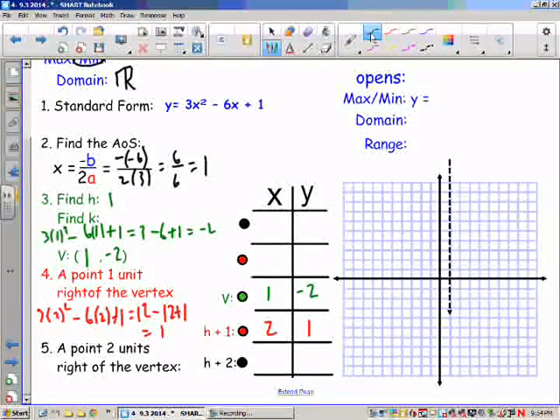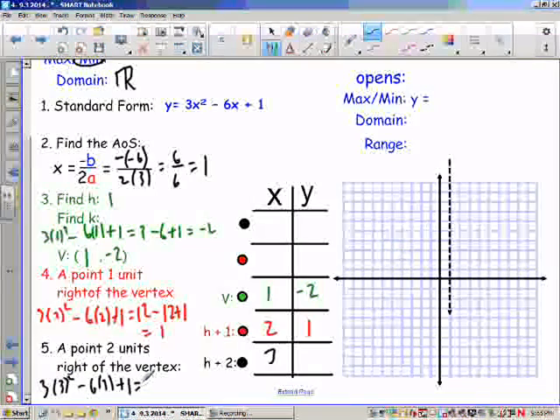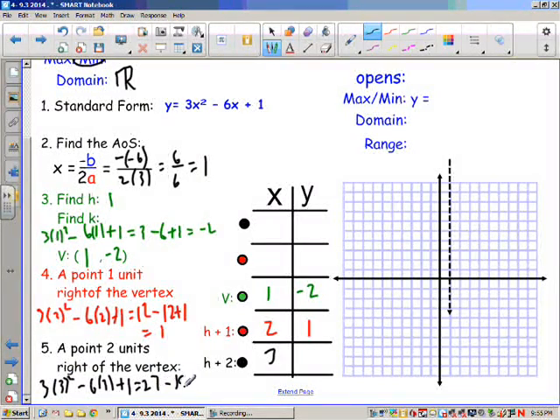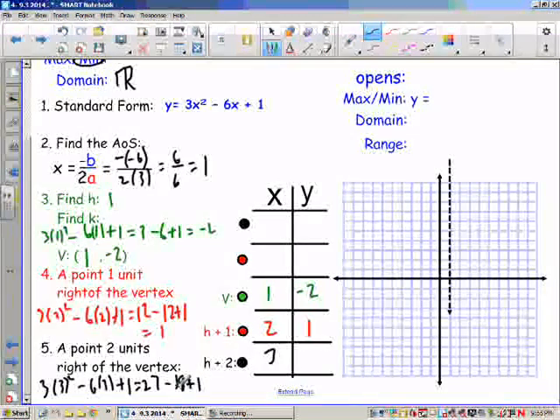2 points to the right. We add 2 to 1. We get 3. Plugging in 3 we get 3 times 3 squared minus 6 times 3 plus 1. 3 squared is 9. 9 times 3 is 27. Minus 18 plus 1. 27 and 1 is 28. Take away 18, we get 10.